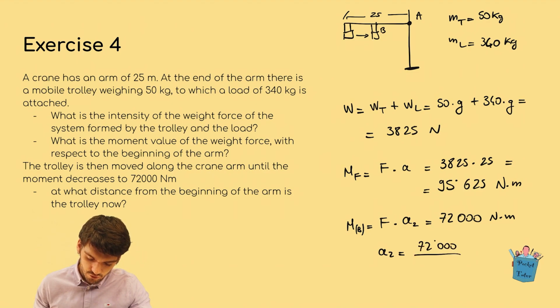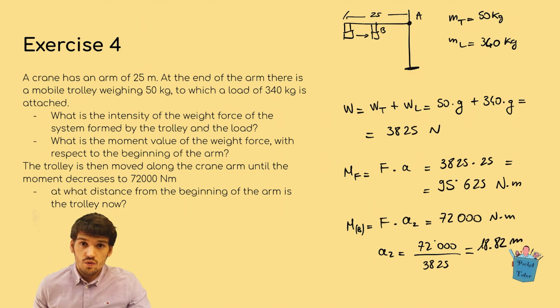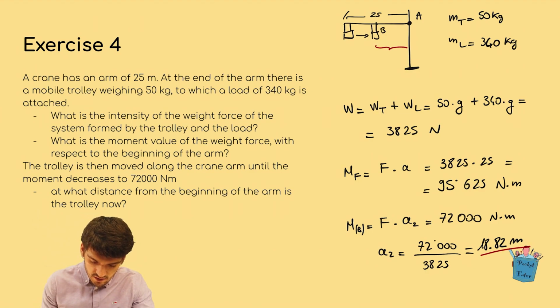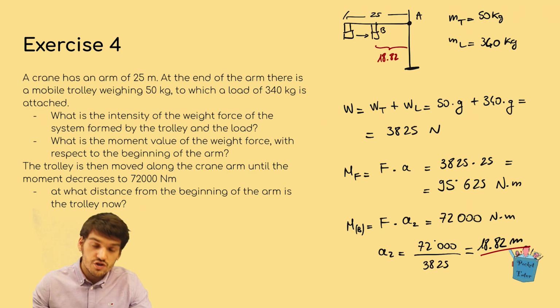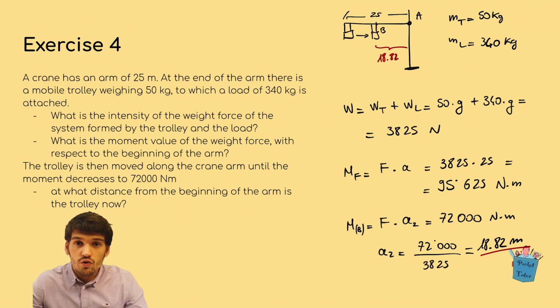Since the force doesn't change, we just need to compute A2, which is equal to 72,000 divided by the total force, which is 3,825, and this results in 18.82 meters, which answers the second question. So the new position will be 18.82 meters with respect to the beginning of the arm, in order for the weight to apply a moment of 72,000 newton meters. And now let's see some exercises about fluids equilibrium.